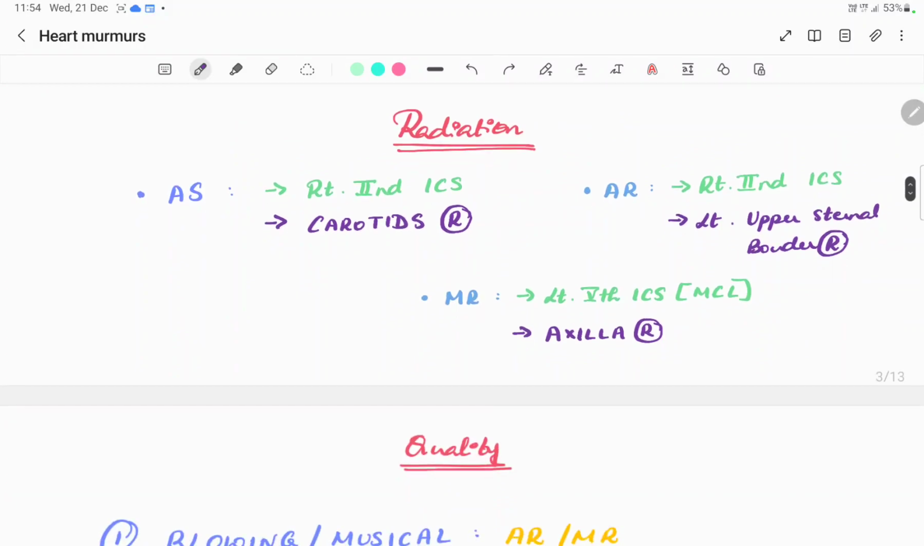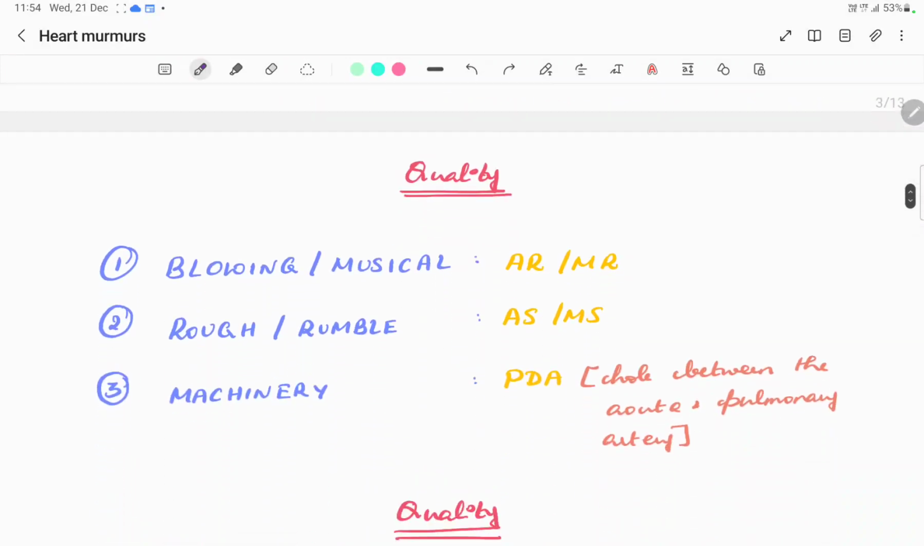Okay, so these murmurs have the tendency to radiate. Certain murmurs radiate, like aortic stenosis radiates to the carotids, aortic regurgitation radiates to the left upper sternal border, and mitral regurgitation radiates to the axilla.